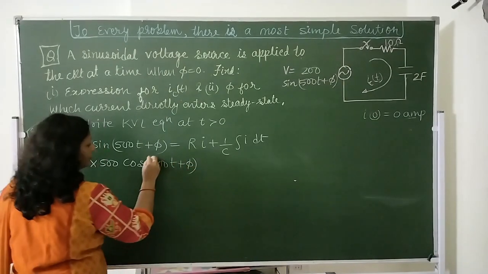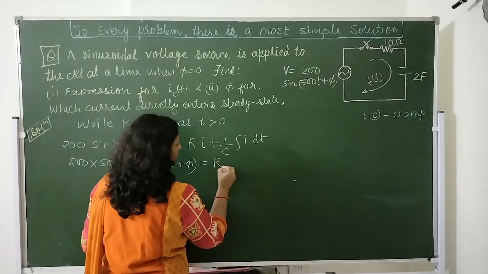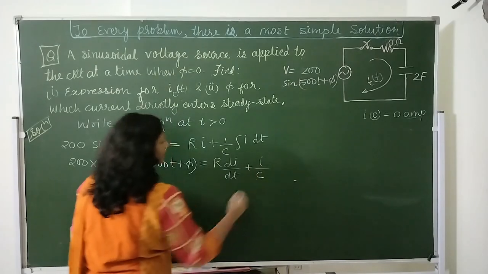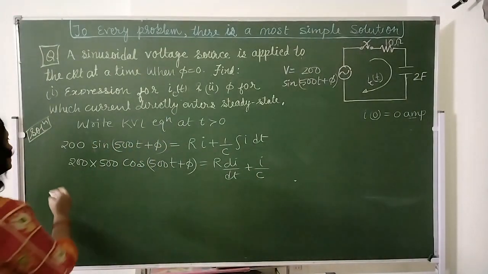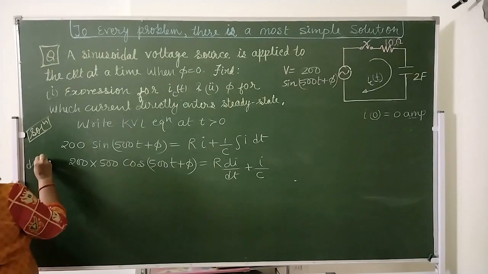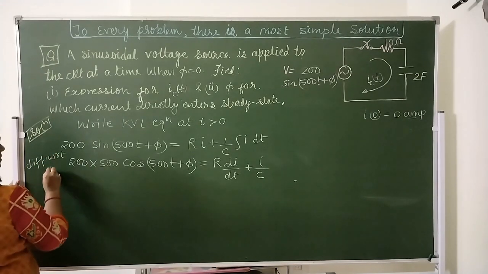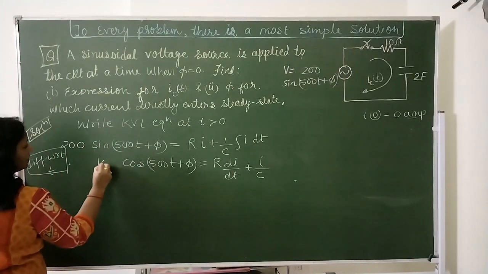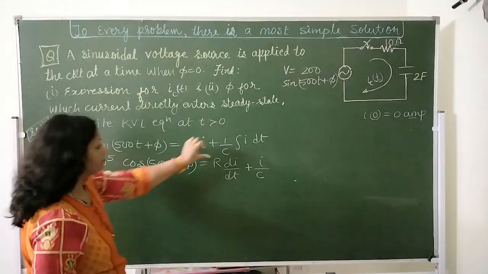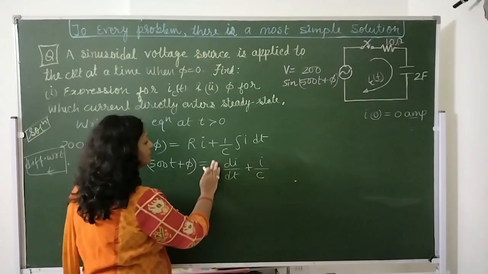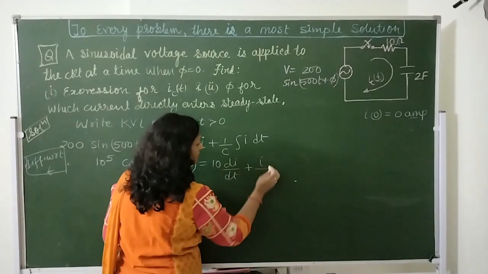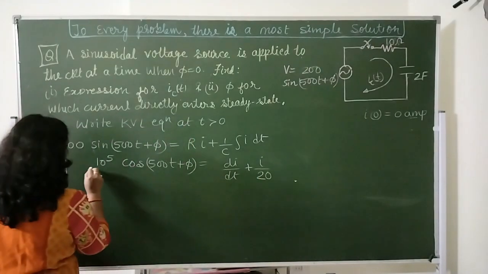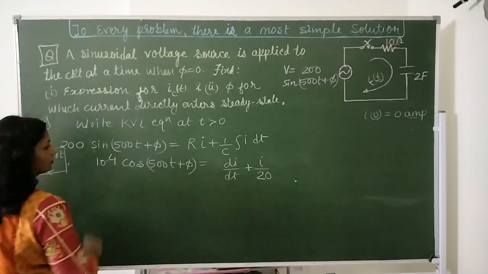So this is our equation after differentiating with respect to t. This is nothing but 10 to the power 5. Substitute the values, that is R equals 10 ohm and C equals 2 farad. Divide each term by 10. So here we will get 10 to the power 4.